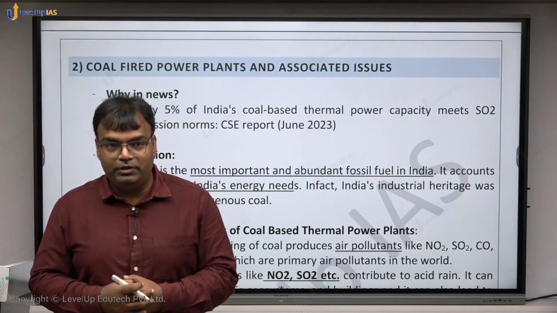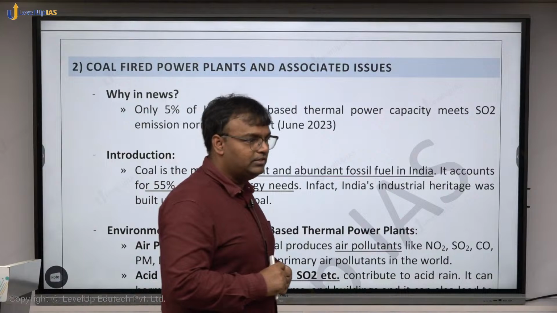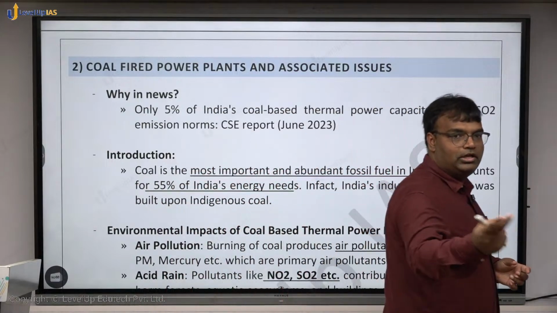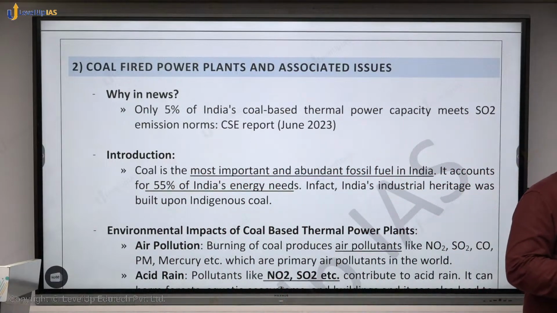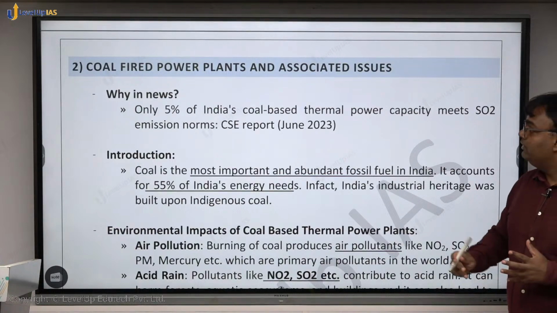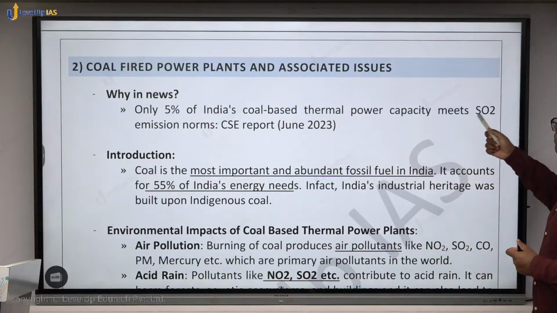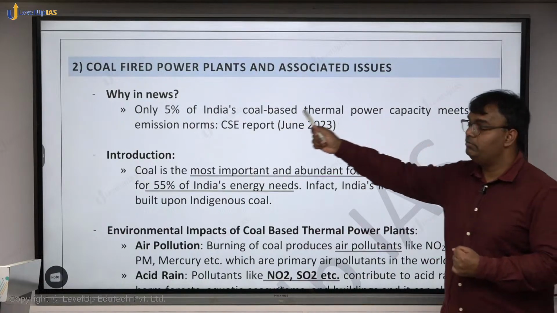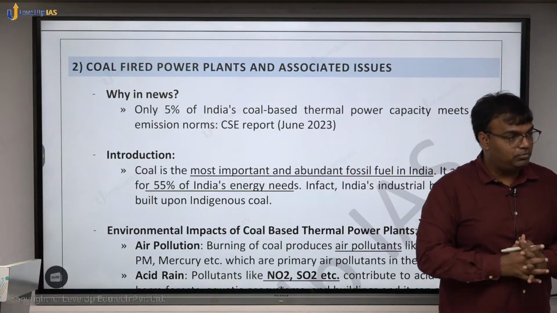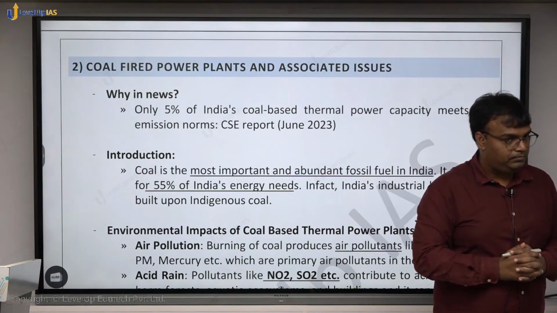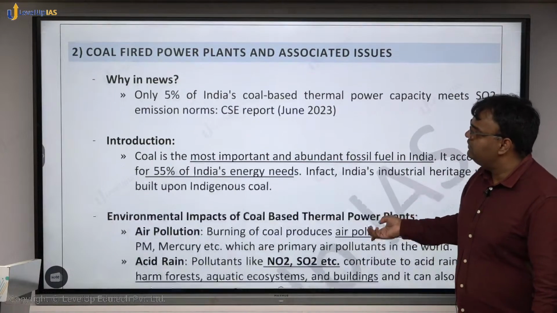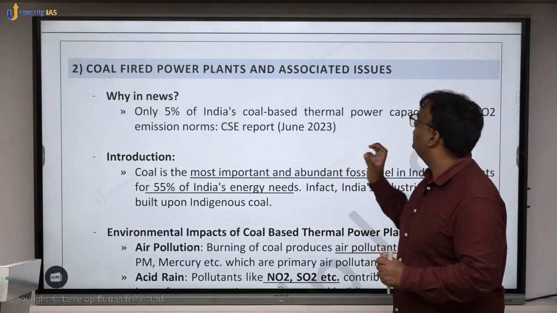Something which government had mandated way back in 2015 and 2 साल के अंदर सबको करना है. More than 90% of our power plants still do not have it. June 2023 में only 5% of India's coal-based thermal power plant capacity meets SO2 emission norms. This was one of the CSE reports. Okay, so let's start with coal-fired power plant and associated issues.